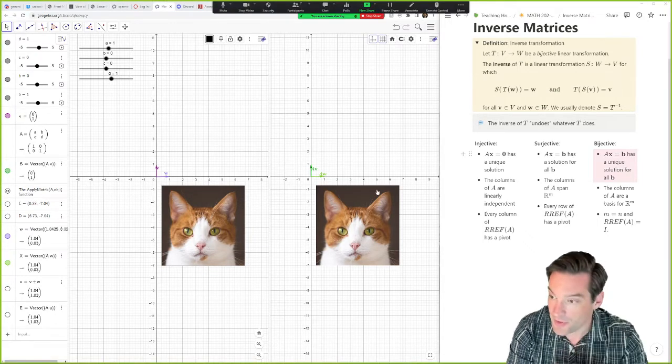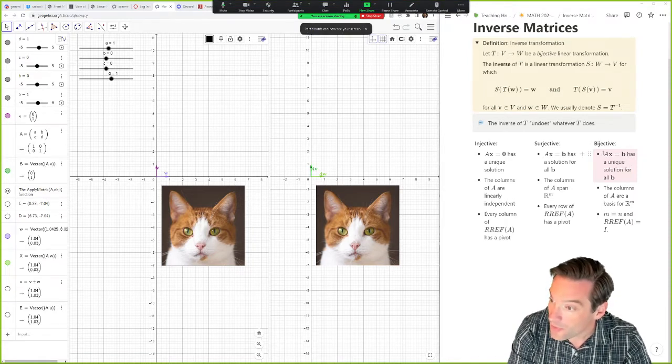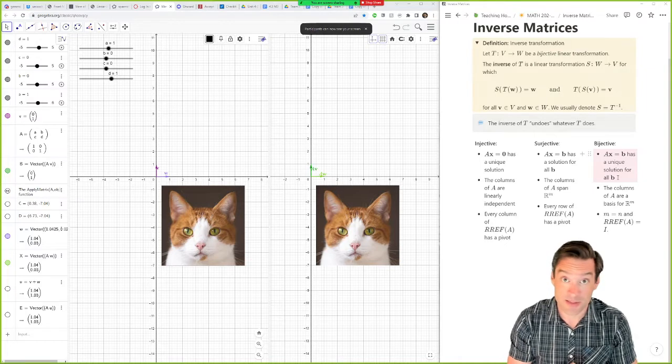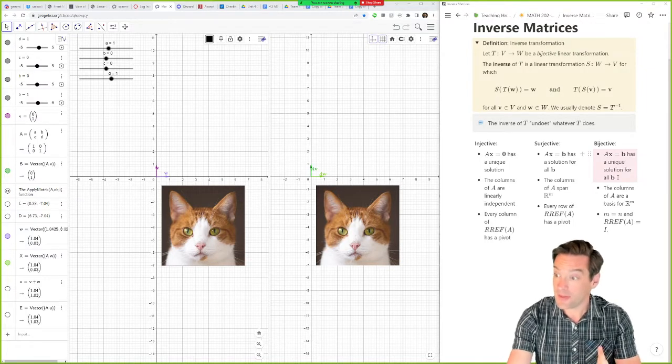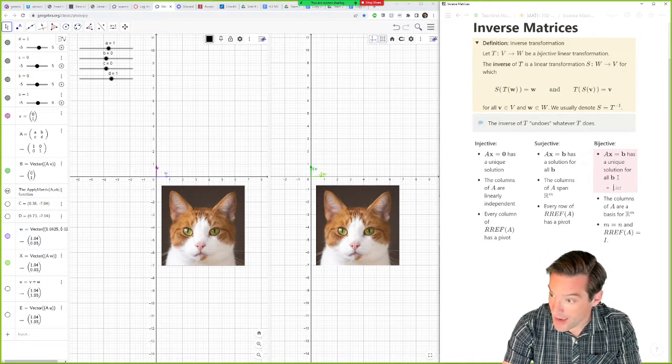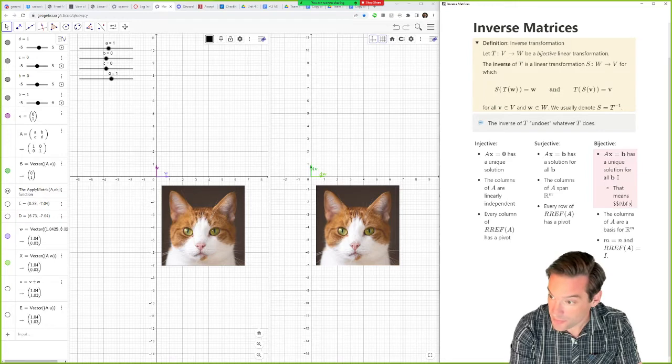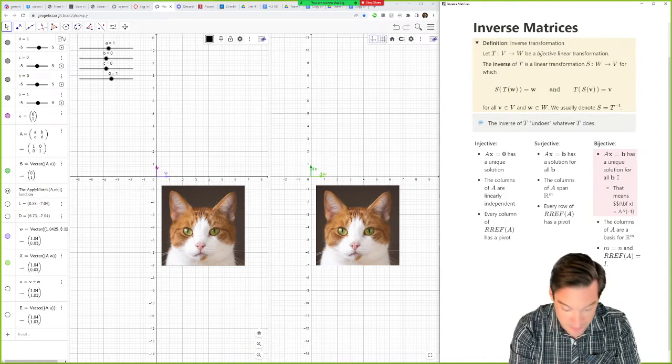I'm going to share my screen so it's a little easier to see. So we need Ax equals b to have a unique solution for all right-hand sides that we could possibly put in there. Because in the event that Ax equals b has a unique solution for all b, that means that we can set x, the solution, equal to some other linear transformation, we're going to call it A inverse, applied to the right-hand side b.